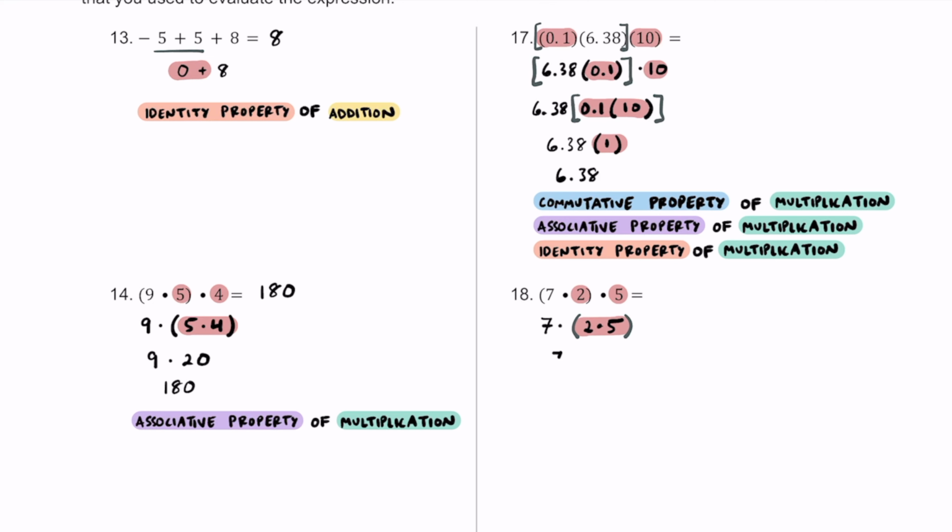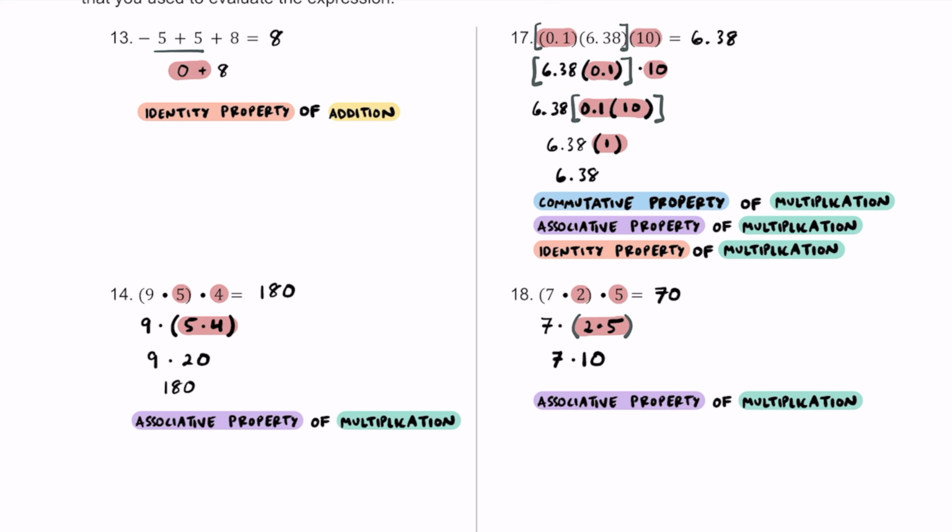Now we can just go ahead and multiply 7 times 10. 2 times 5 is equal to 10. And then 7 times 10 is equal to 70. So that's the value of this expression. I think I forgot to write the value up here. I'm going to write 6.38 just so it's consistent.